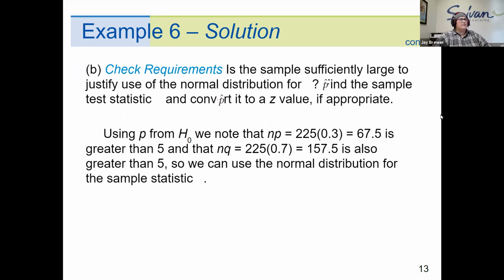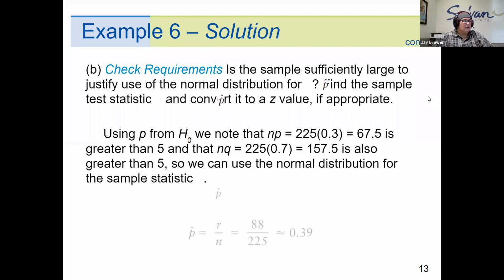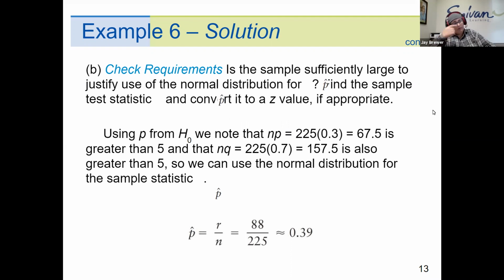Check requirements. Is the sample sufficiently large to justify the normal distribution for p hat? Find the sample statistic p hat and convert it to a z value if appropriate. I apologize for that slide. Obviously, there were some issues when they made it. Using p from H sub 0, we note that n times p is 225 times 0.3, which is 67.5, which is greater than 5. And then 225 times 0.7 will give you 157.5, which is also greater than 5. So we can use the normal distribution for the statistic p hat.